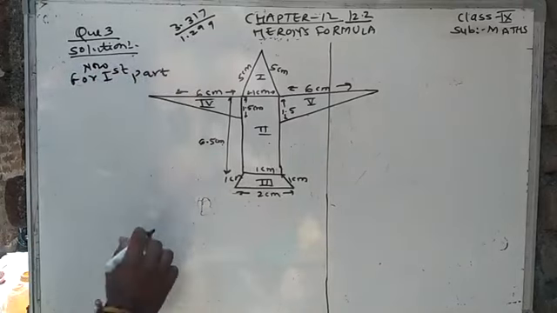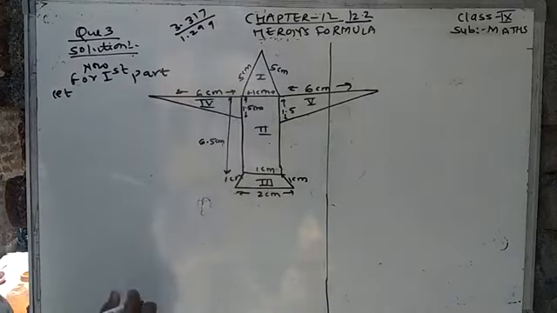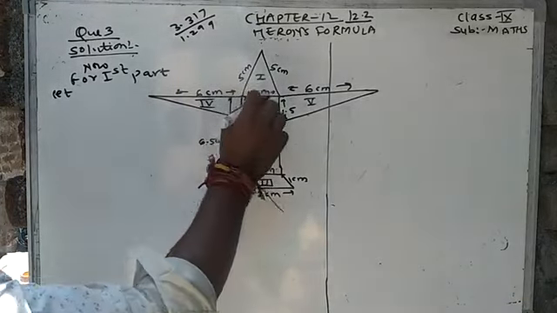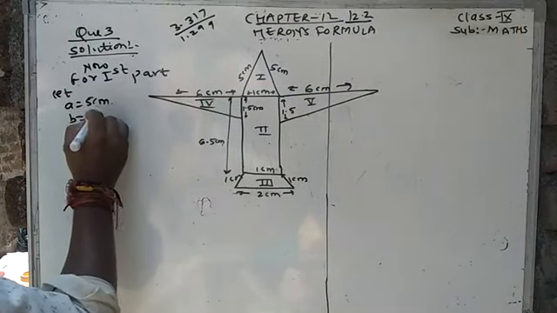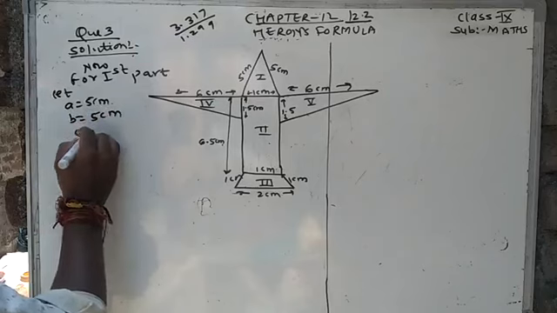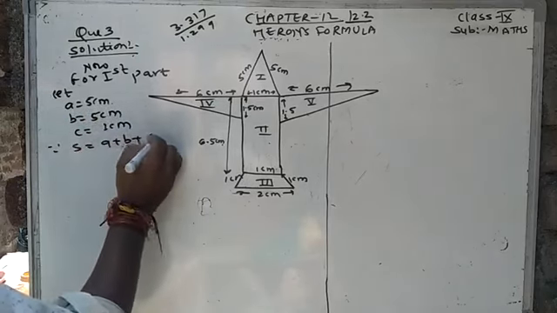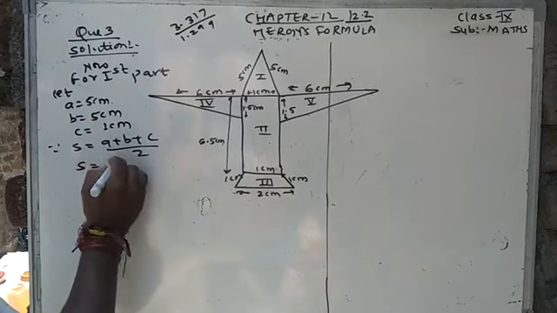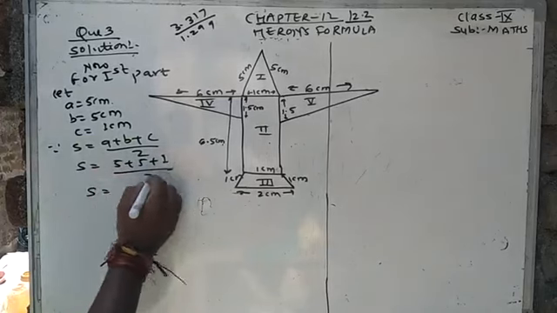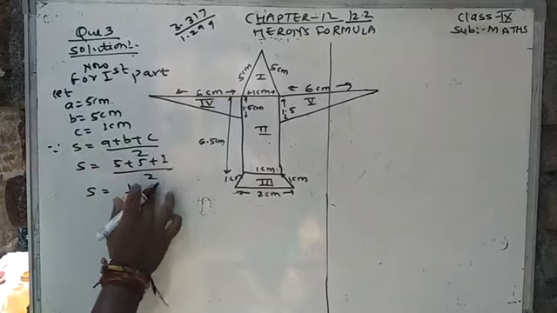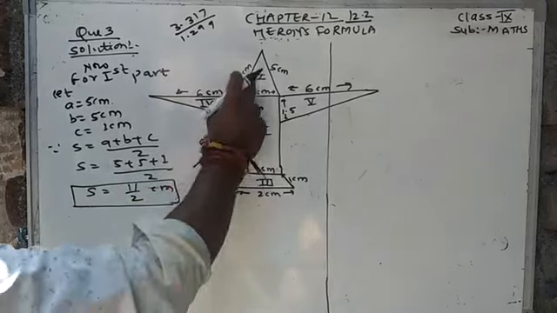The first part is an isosceles triangle. We can calculate the area of this triangle by Heron's formula because the sides are given. So a is equal to 5 centimeter, b is equal to 5 centimeter again, and c is equal to 1 centimeter. The semi-perimeter is equal to a plus b plus c divided by 2, so s is 5 plus 5 plus 1 divided by 2, which is 11 by 2 centimeter. It is the semi-perimeter for the first part.